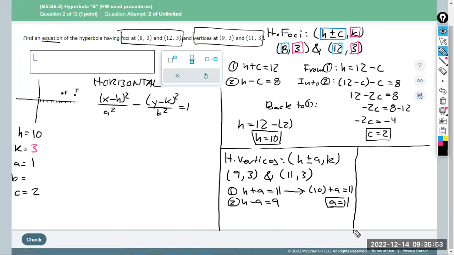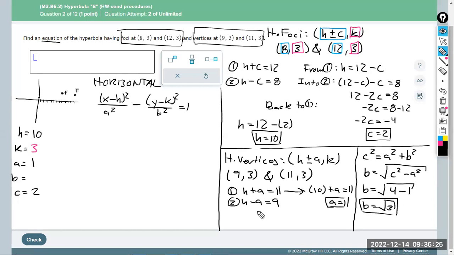And finally, to get the value for b, because we need it in the equation, we're going to use this formula that relates a, b, and c. C squared equals a squared plus b squared. That means that b equals the square root of c squared minus a squared. And that means that b equals the square root of 4 minus 1. That is the square root of 3. That is the value of b.